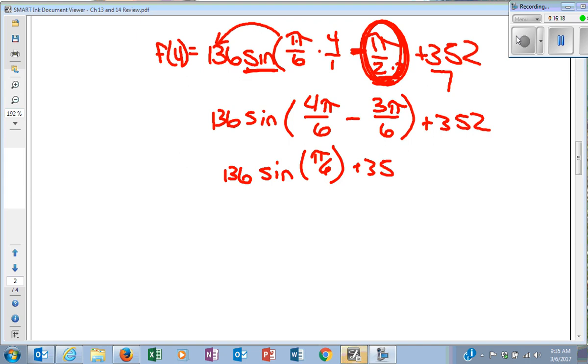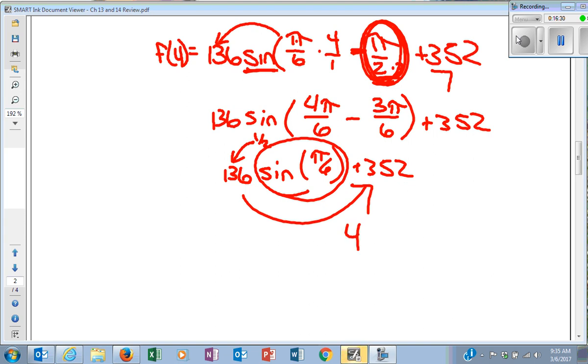And if you go to your unit circle and you look for the sine of pi over 6, that's the y value. The y value is 1/2. And that's how you get the 1/2 times this, which is 68, plus that, which is the 420. So I don't mind the proper way of doing it. This is the actual better way of doing that problem.